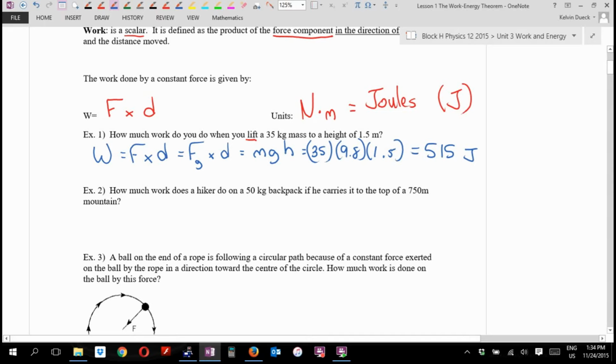35 kilograms is about 80 pounds, maybe a bit more. Would it be tough to lift 80 pounds a height of 1.5 meters? Well, most of you could do it, but you wouldn't want to do it like 30 times in a row. So 515 joules, it's a little tiring.